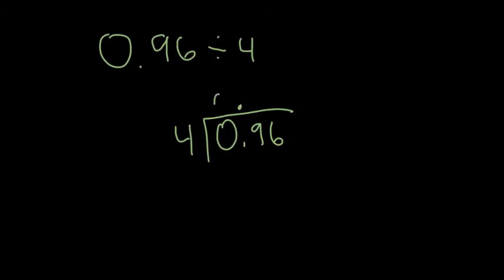4 goes into 0 0 times. 4 goes into 9 twice, which is 8. Subtract, I get 1. Bring down that 6. 4 goes into 16 4 times. So my answer there is 24 hundredths. So 96 hundredths divided by 4 is 24 hundredths.